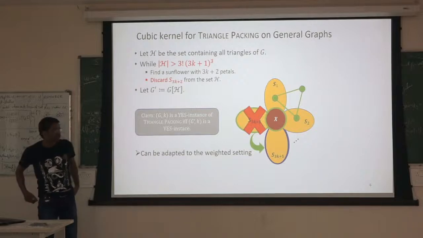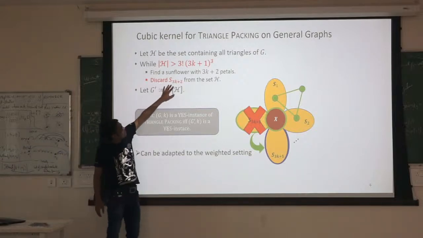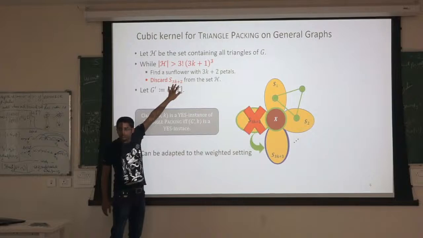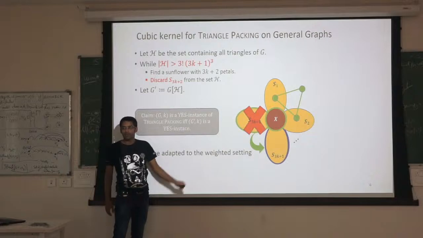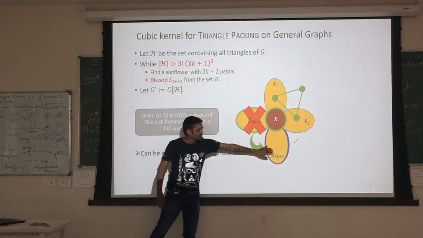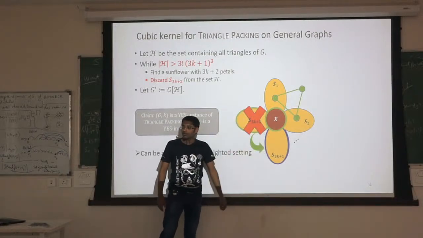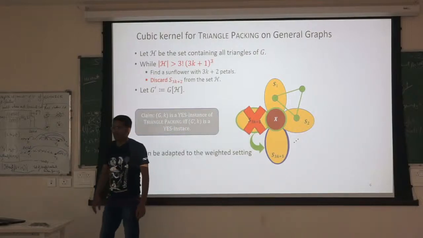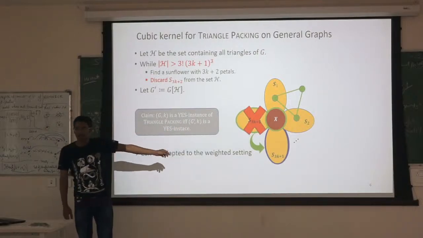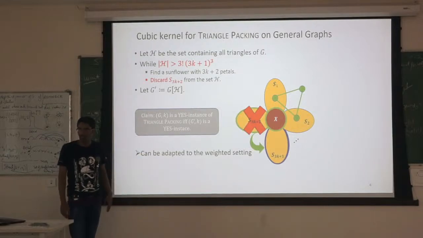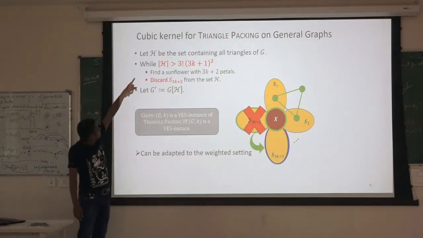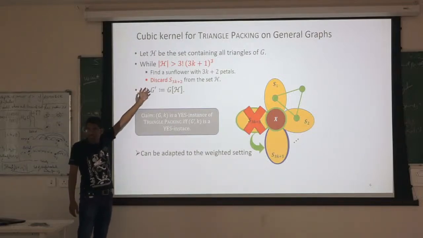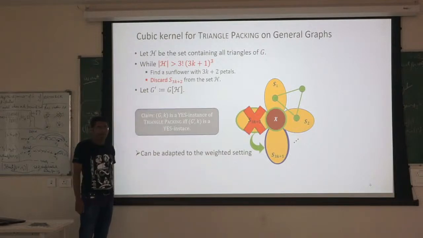So for the sunflower, we will say that S3k plus 2 is the triangle with the minimum weight. You remove it, you can still find the replacement, because what we replace it with is not worse than what we had. Disjointness we already argued, and then the whole thing should work. Okay, so this is the nice thing about this kernel. This implies that weighted triangle packing also has a cubic kernel on general graphs. Okay?